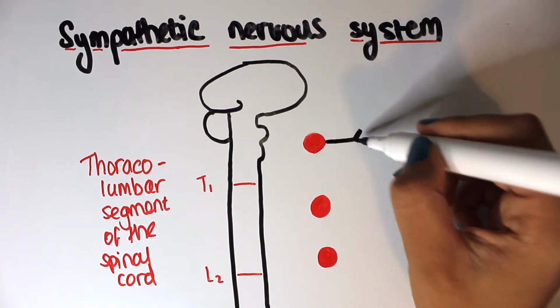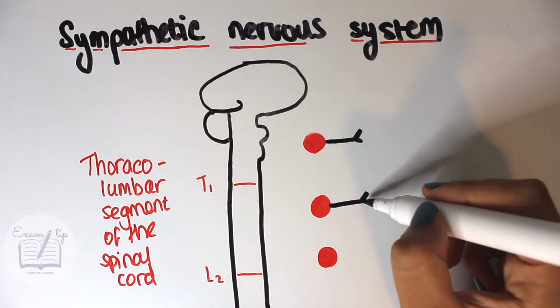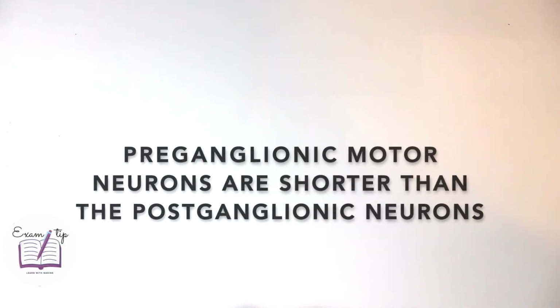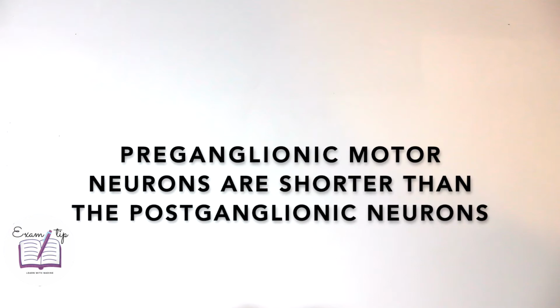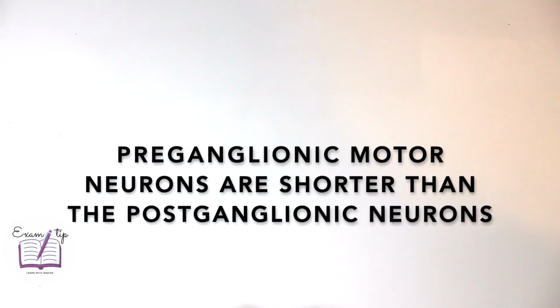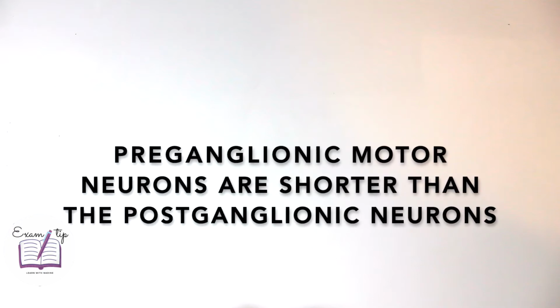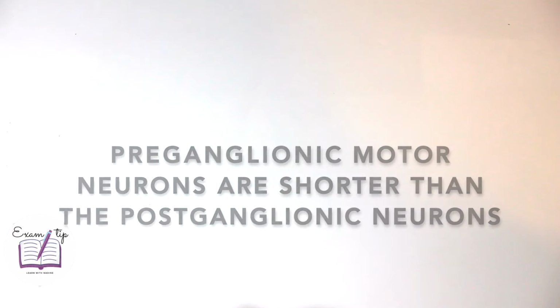In the sympathetic nervous system, the preganglionic motor neurons are much shorter than the postganglionic neurons. And this is because the preganglionic fibers are nearer to the spinal cord and the postganglionic fibers need to reach different organs in the body, so they are naturally longer.